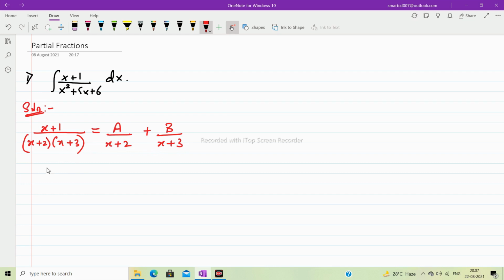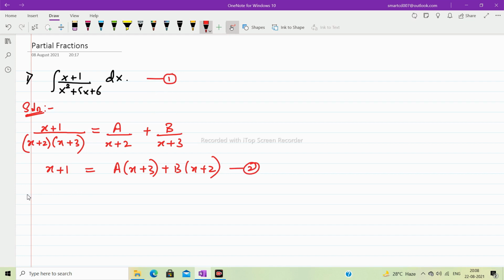So now we can take the LCM. So when you take LCM, what do you get? x plus 1 equal to, if you take LCM, it will get cross multiplied. You will get a(x plus 3) plus b(x plus 2), and you'll have a common denominator on both sides which gets cancelled. So this is the equation which you get. So this was your question. Let's keep this as 1 and this equation, let's keep this as 2. Now what you need to do is find the values of a and b.